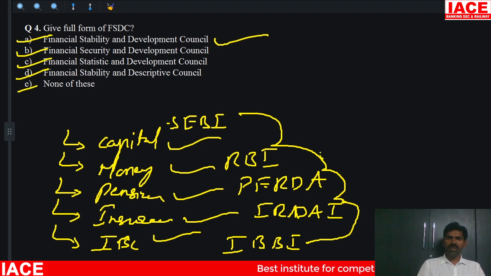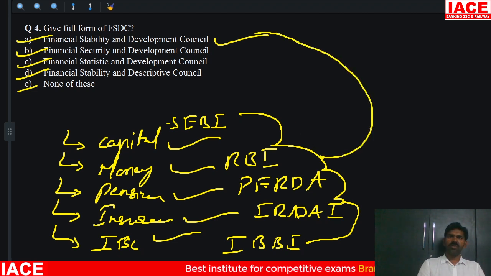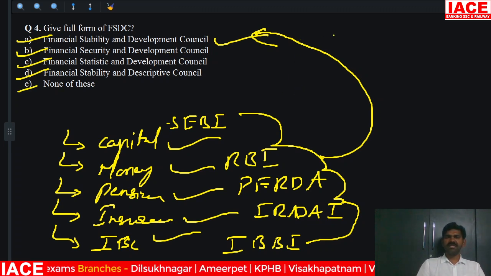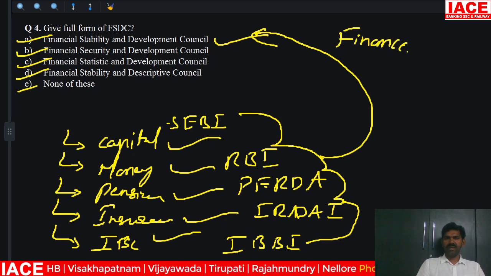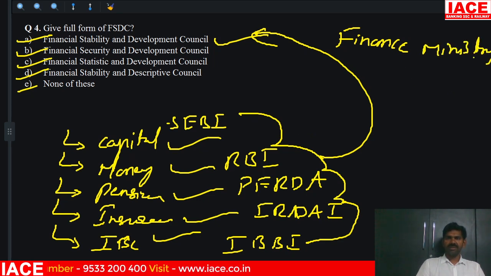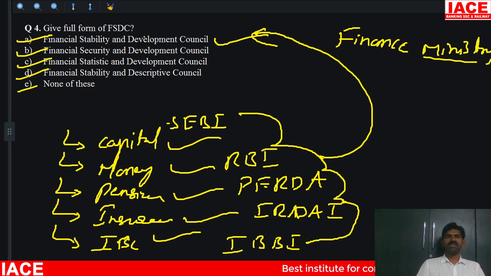To coordinate among all these institutions, we have got one organization that is called the Financial Stability and Development Council. Remember that the chairman of FSDC will be the Finance Minister. Very, very important. So this is an important concept. Finance Minister is going to be the chairman of FSDC. And the subcommittee of FSDC will be headed by the RBI Governor. So like this, all these markets are being coordinated by the Financial Stability and Development Council. Very, very important.